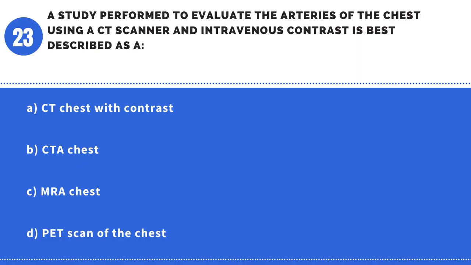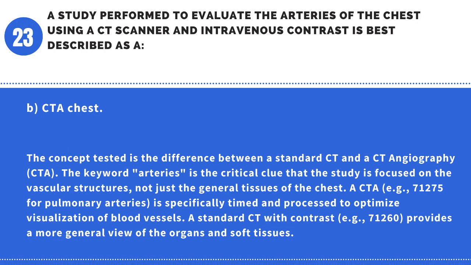Question 23. A study performed to evaluate the arteries of the chest using a CT scanner and intravenous contrast is best described as A. CT chest with contrast. B. CTA chest. C. MRA chest. D. PET scan of the chest. Answer: B. CTA chest. The concept tested is the difference between a standard CT and a CT angiography, CTA.